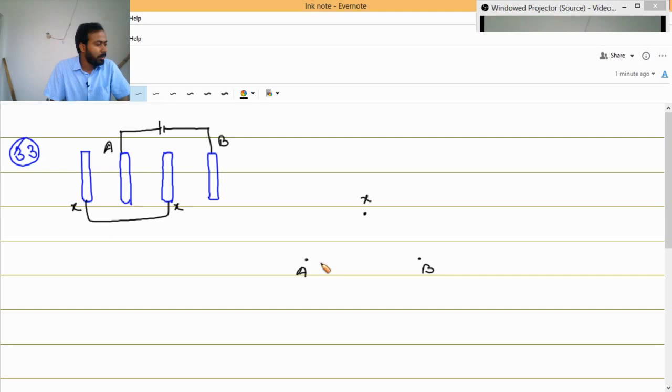Now in this question the battery is in between A and B, and the magnitude of the battery is 10 volt. So we will consider A to B, one battery is there and its potential is 10 volt. This is the battery, and in between A to X one capacitor is there. So we will draw one capacitor in between A to X. Consider this point as X.